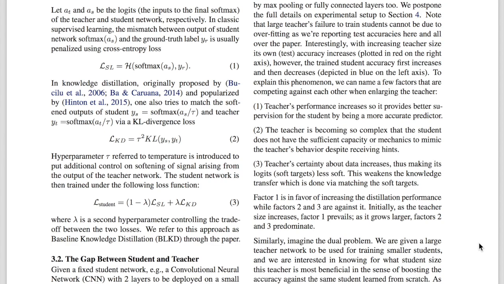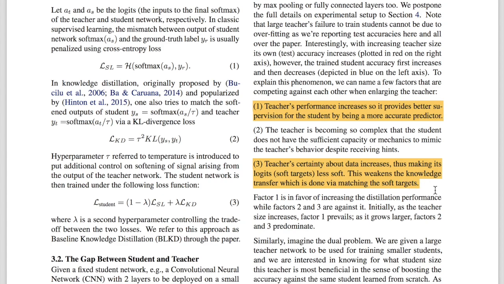In the paper, the authors describe 3 factors that are impacting this phenomenon. The first is that the teacher's performance increases, so it provides better supervision for the student by being a more accurate predictor. So the idea is that as the teacher gets better, it should have a better distribution for the learning of the student. However, contradicting this is the third point. The teacher's certainty about data increases, thus making its logits, soft targets, less soft. This weakens the knowledge transfer, which is done via matching the soft targets.